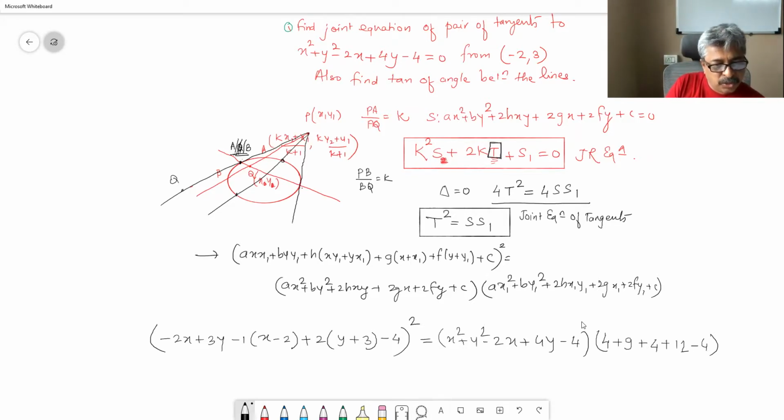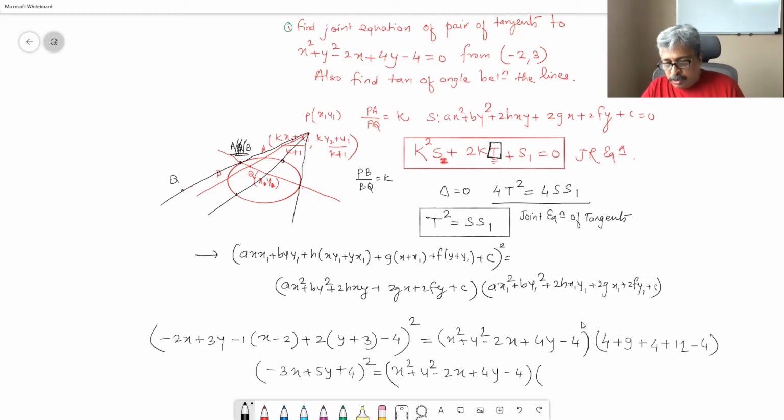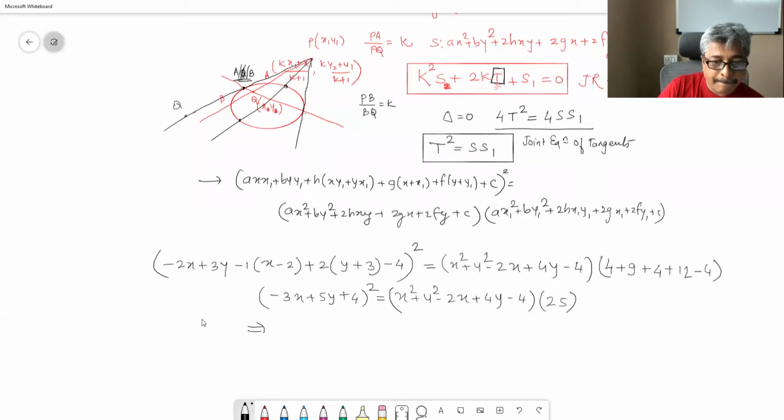Okay, let us simplify this. This is minus 2 minus 1 minus 3x. 3 plus 2 is equal to 5y, and constant plus 2 plus 6 plus 8 minus 4 plus 4, square is equal to x square plus y square minus 2x plus 4y minus 4, into 12 and 8, 20, 29 minus 4, 25. Simplify this and you will get the final answer: x plus 15xy minus 13x plus 30y minus 58 is equal to 0.